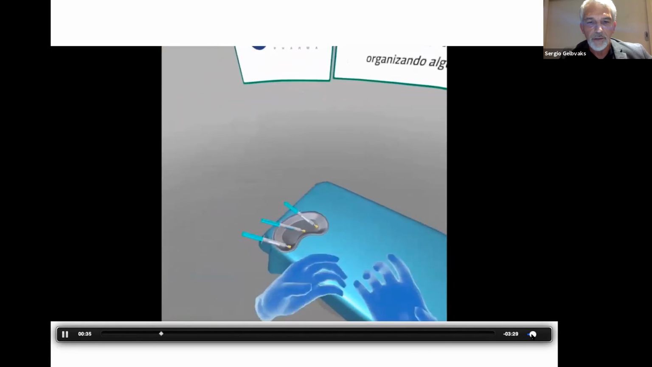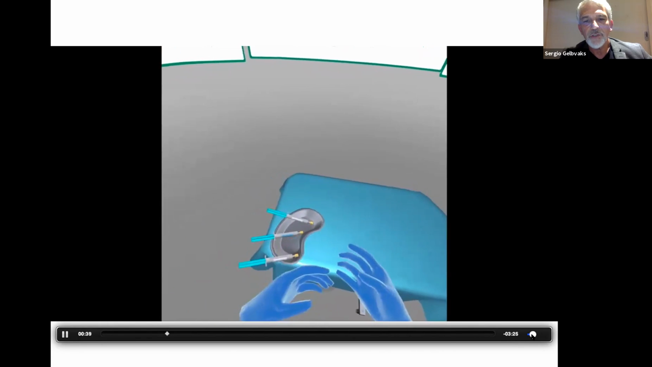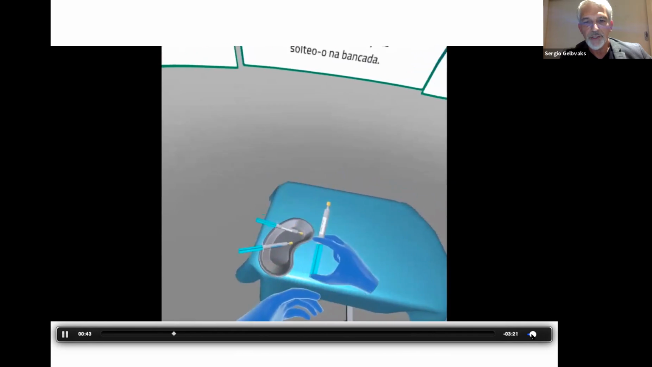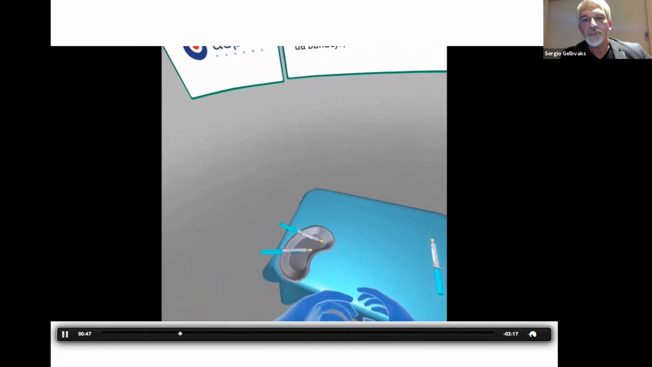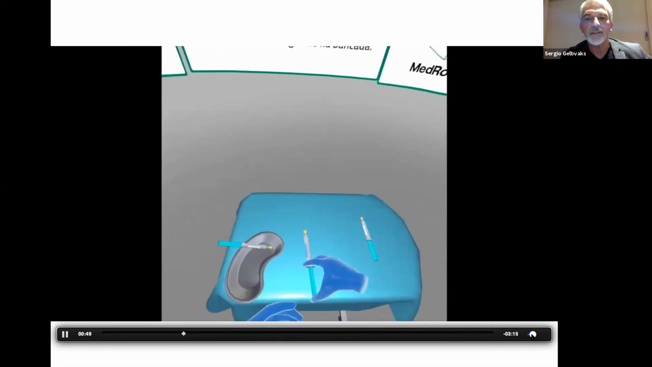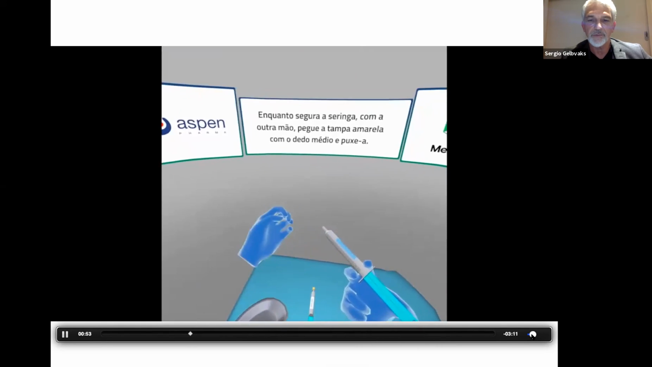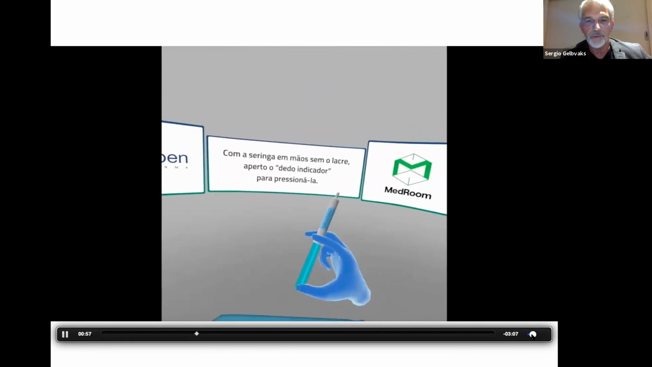In this tutorial, they are explaining what the student has to do in this virtual environment. So there are syringes with some anesthetic drugs, what they have to do with the syringe, how they can manage this syringe, to handle this syringe, how can they use the syringe. So all this is a tutorial.